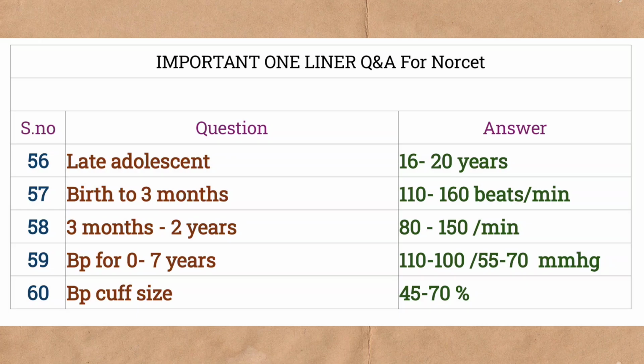57. Birth to 3 months: 110-160 beats/min. 58. 3 months to 2 years: 80 to 150/min. 59. BP for 0 to 7 years: 110 to 100/55-70 mmHg. 60. BP cuff size: 45 to 70%.